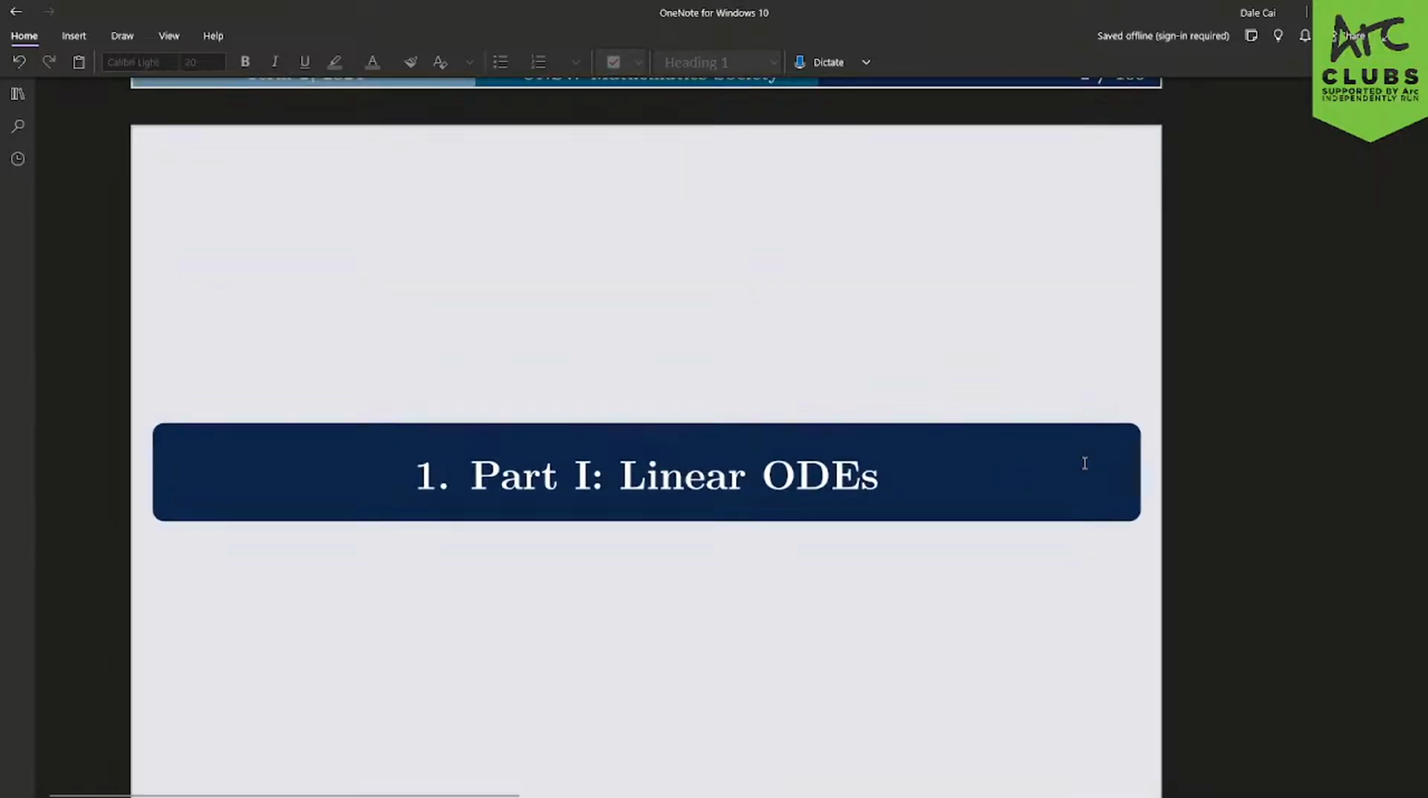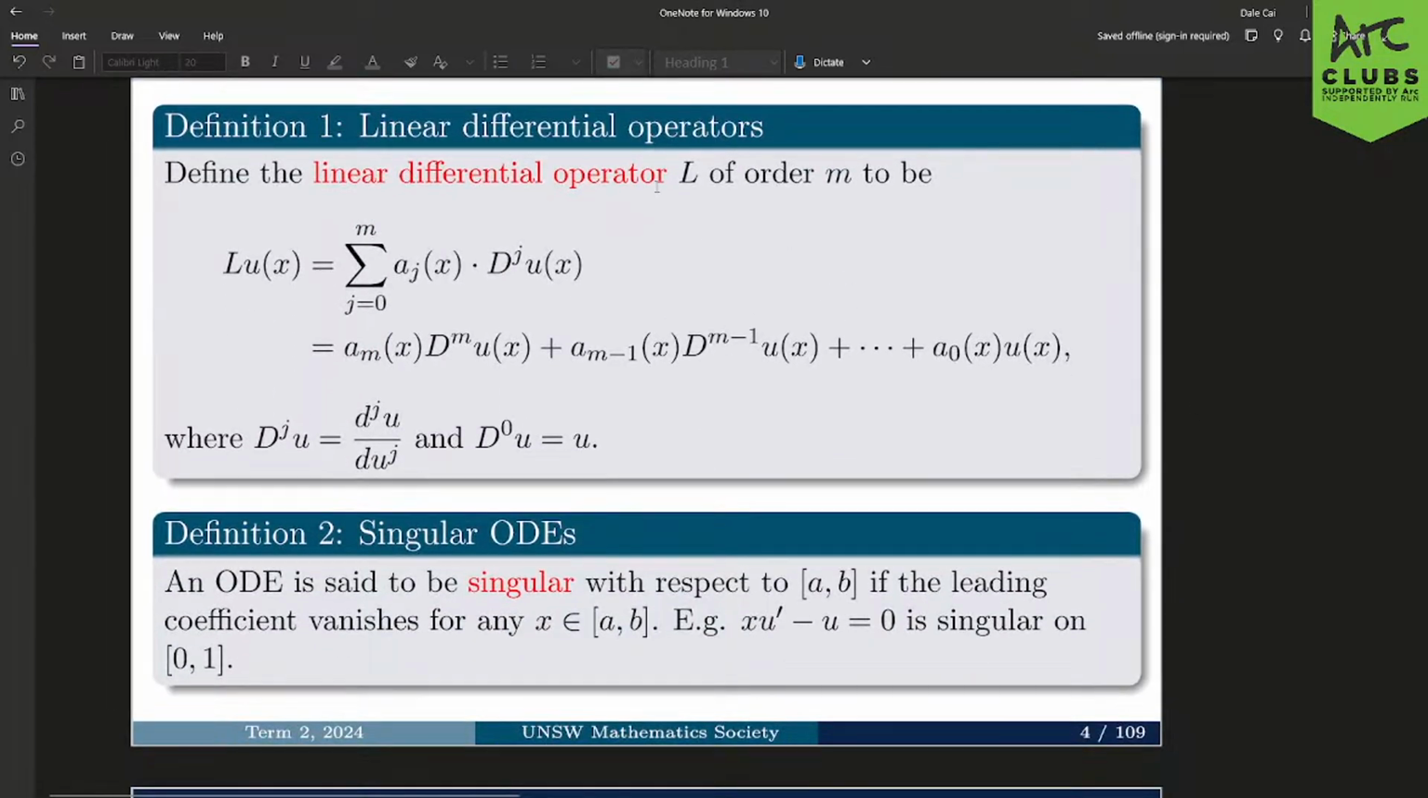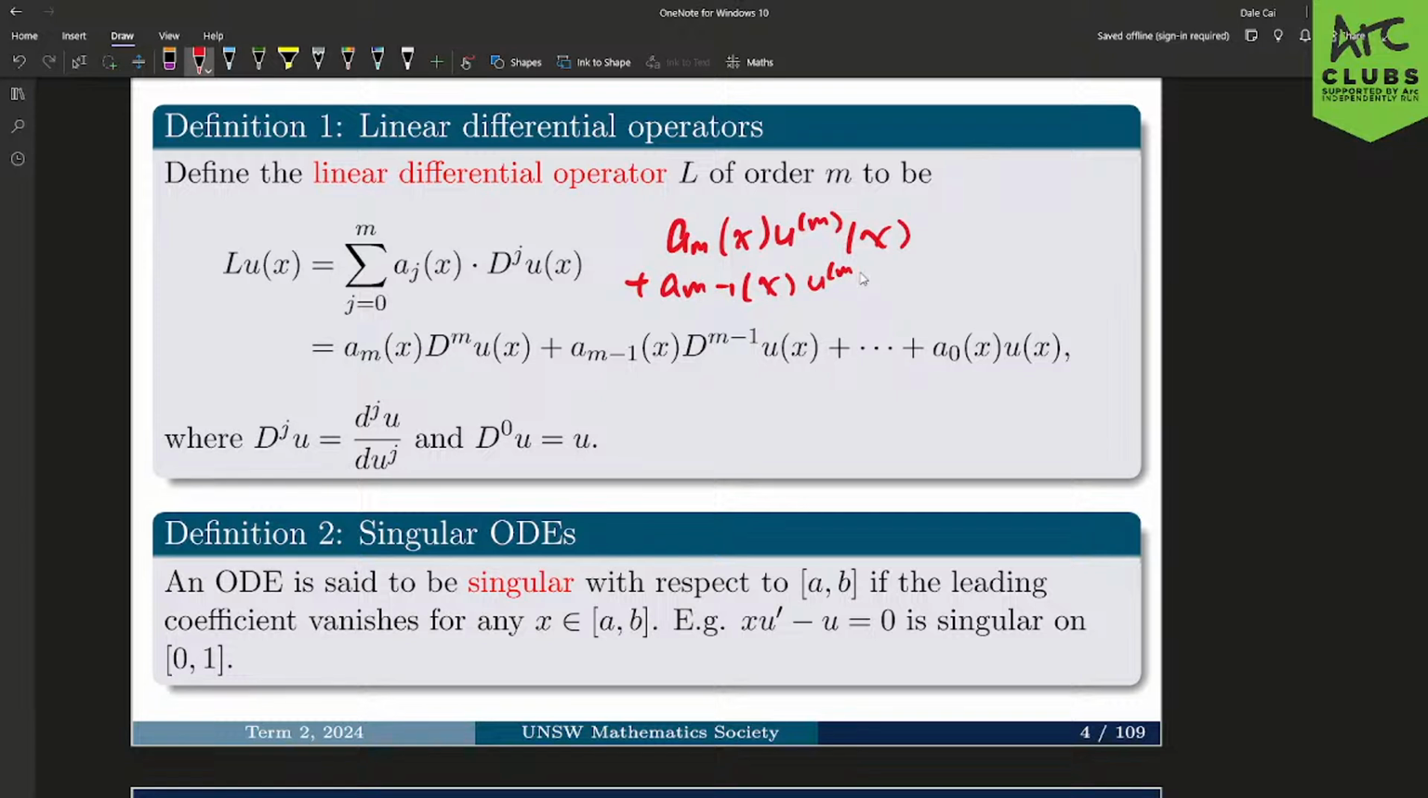So let's just get started with linear ODEs. We start with this thing called a linear differential operator. It's just a way of writing out every linear differential equation, or at least the left-hand side of it, which is usually just a coefficient with the mth derivative attached to it, and then we add this up with every derivative. That's what this sigma sum is meant to represent, where this represents the jth derivative of u.